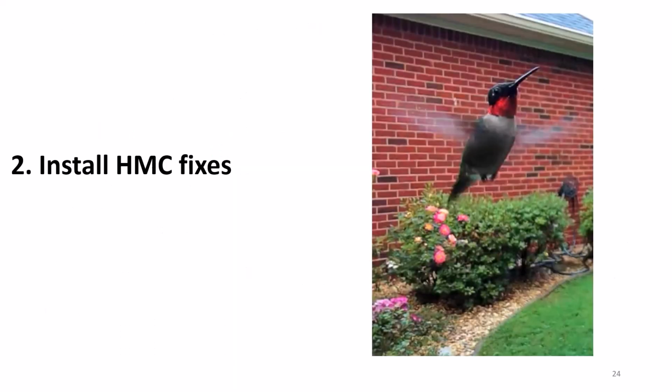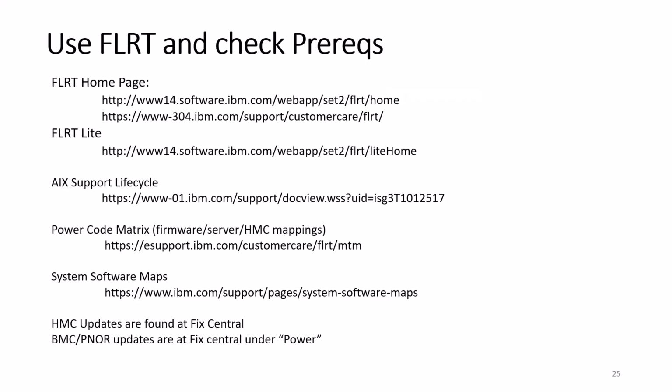So we've been going into the terminology. Now we're going to move on and talk about putting fixes on your HMC. So step 1 is always to go to the Fix Level Recommendation tool, or FLIRT, and check all your prereqs. Plug in all the levels that you're at and see what it tells you need to go to. You can also use FLIRT Lite and just do some simple checks.